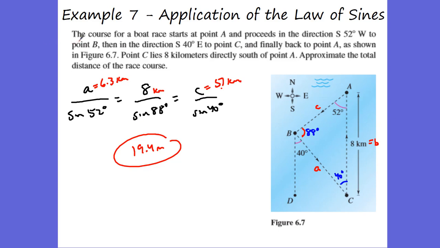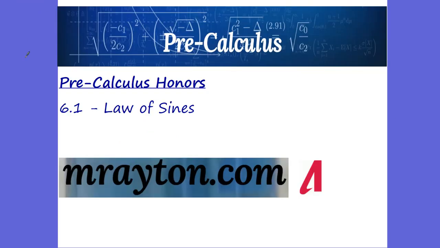Tons of applications of law of sines. We actually used the law of sines back in 1850 to find the height of Mount Everest, and they were within, I think, 30 feet or something like that of the actual height using the law of sines. Pretty cool. And so that is the law of sines, chapter 6.1.